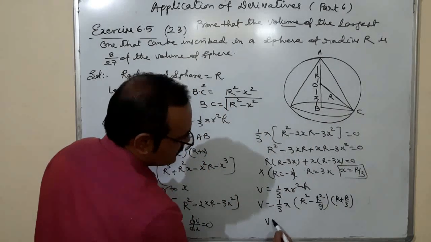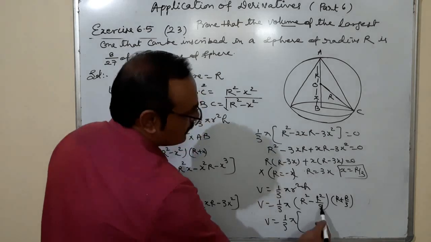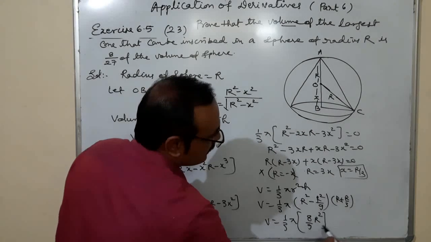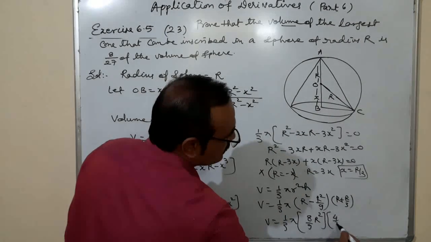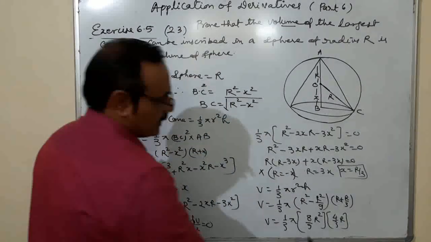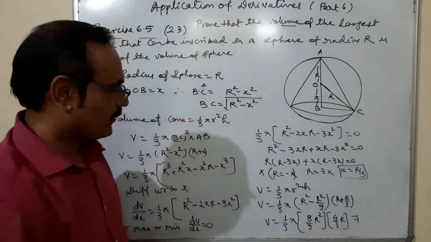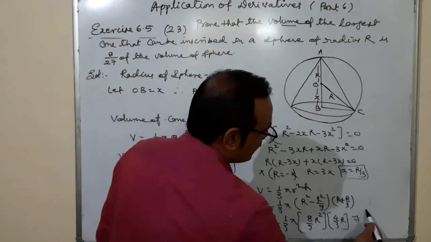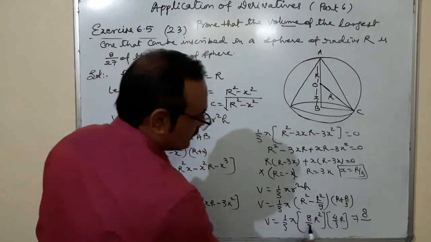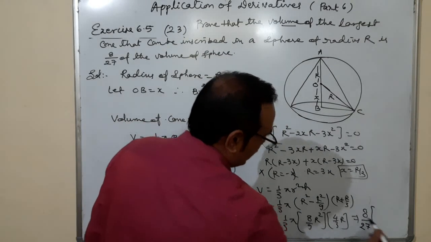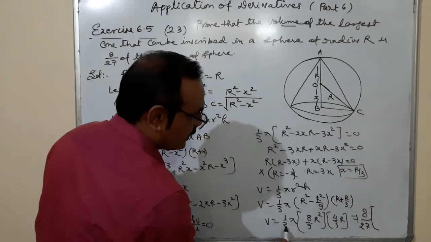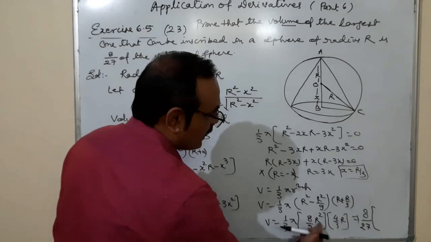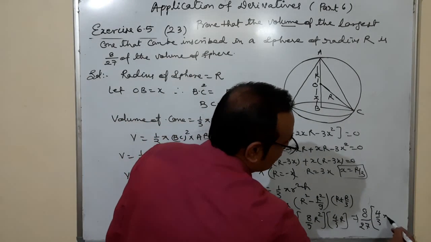So V is equal to 1 upon 3 pi, 9R square minus R square upon 9, that is 8 upon 9 R square, into 3R plus R, 4 upon 3 R. So that means it is coming 8 upon 27. 8 upon 9 times 3 is 27. I have written 8 upon 27 outside. Now what is left? Here 4 upon 3 pi R cube is left.